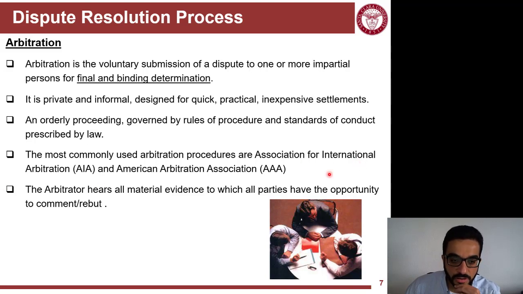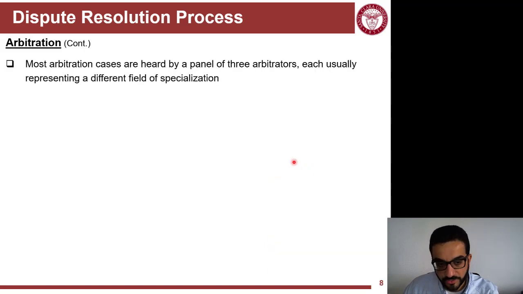So AIA, not the architects organization, it's the Association of International Arbitration, or the AAA, not the insurance company, American Arbitration Association. They have their own professional structure and way to certify arbitrators and train them, and you can hire arbitrators from there. And the arbitrators here hear the case from both sides, and they make a judgment.